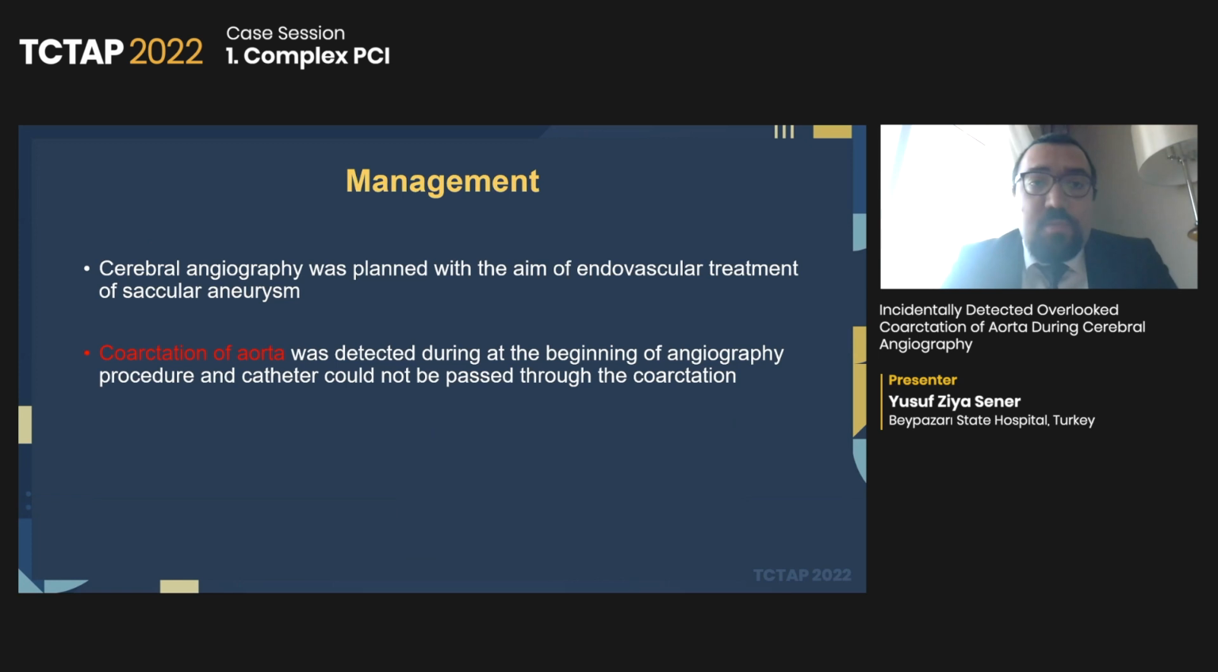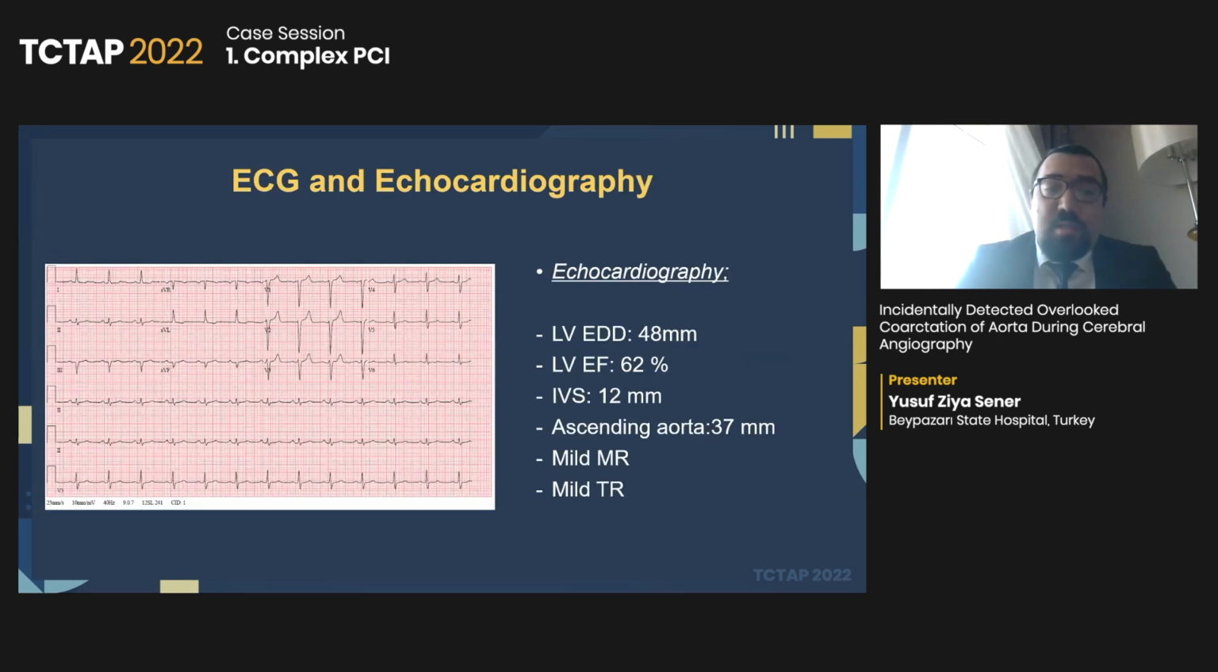Now here in the ECG, we can see normal sinus rhythm with left anterior hemiblock, but both the Sokolow-Lyon and Cornell criteria failed to detect left ventricular hypertrophy, and echocardiography yielded a slight left ventricular hypertrophy with normal systolic functions and valvular functions.